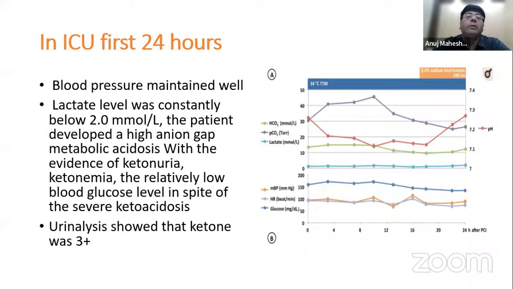So when he spent the first 24 hours in the ICU, blood pressure remained very well maintained. Lactate level, as I said, remained below 2 millimole per liter, within the normal limit. The patient developed a high anion gap metabolic acidosis with evidence of ketonuria and ketonemia, and a relatively low blood glucose level in spite of the severe ketoacidosis. Urine analysis showed ketone was 3+.